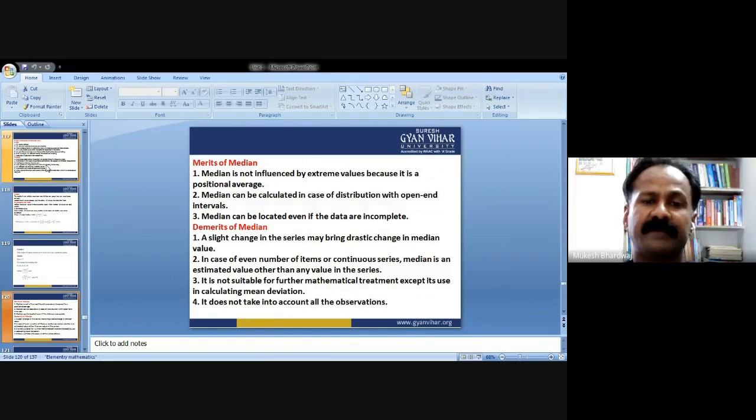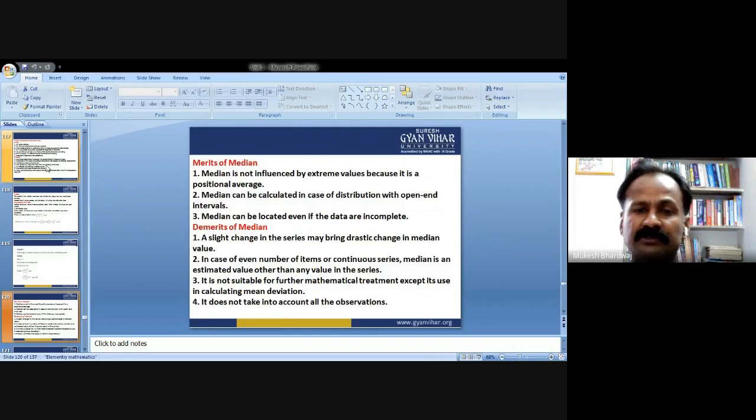Yes. Now the demerits. A slight change in the series may bring a drastic change in the median value. Obviously, whenever there is a change in the series, the median or the middle value changes. In case of an even number of items or in a continuous series, median is an estimated value other than any value in the series. I had already told you that according to the definition, median is the middle value. But in case of an even number of items or a continuous series, median is an estimated value other than any value in the series. So this is the disadvantage, or you may call it a difference from the definition.